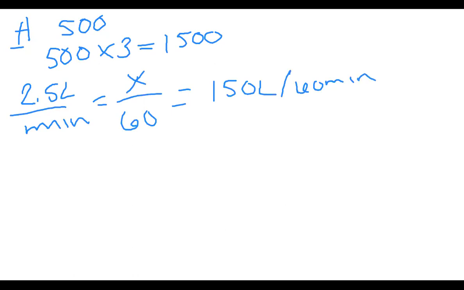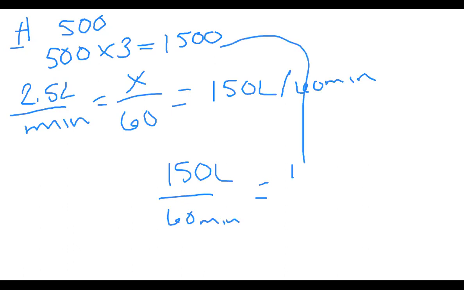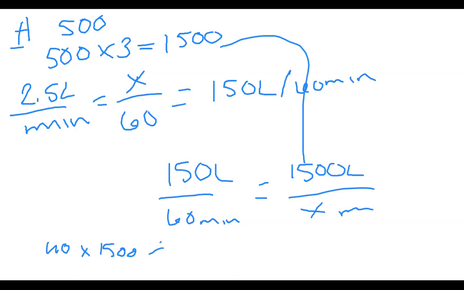So now we're going to need both of these equations. I can drag this one down, 150 over 60, don't forget your units, is equal to 1500 liters over X, the time. 60 times 1500 divided by 150 equals 600. That's kind of a hard number to comprehend in time.